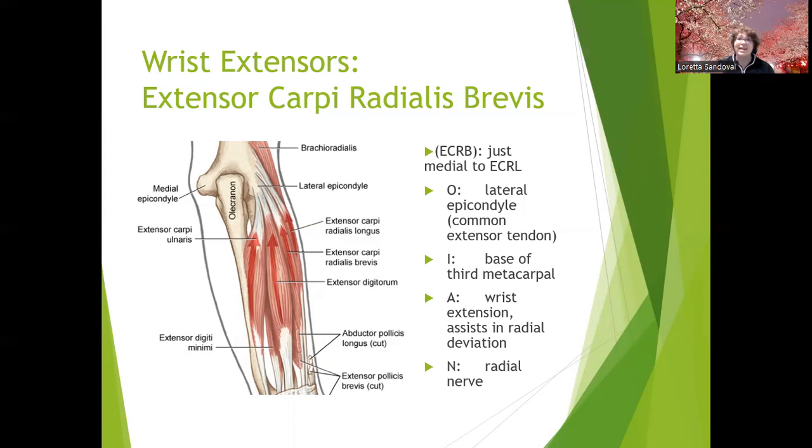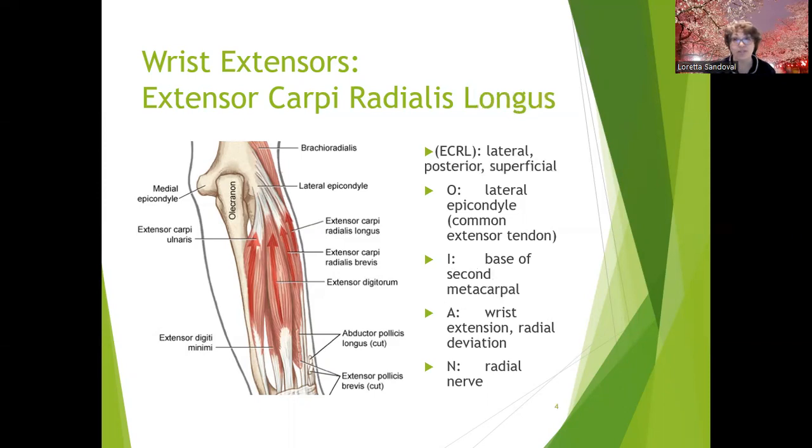So just like I like the ankle muscles because they're organized into easy to remember functional groups, the wrist extensors are also organized into easy to remember functional groups, which have their function in their name. So that makes it super easy. The ECRL: extensor, it extends. Carpi, the wrist. Radialis, it does radial deviation, and it's longer than the extensor carpi radialis brevis. So its name gives you a lot of info. It also originates on the lateral epicondyle at the common extensor tendon, and it inserts on the base of the second metacarpal.